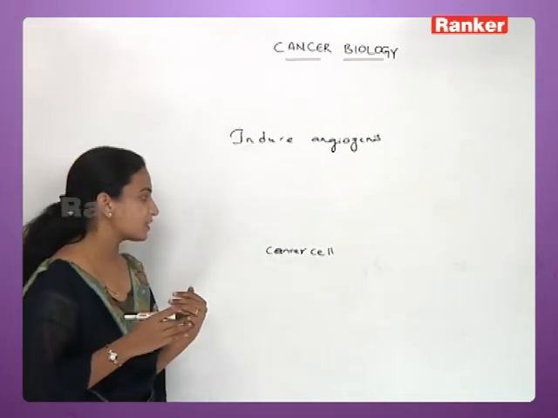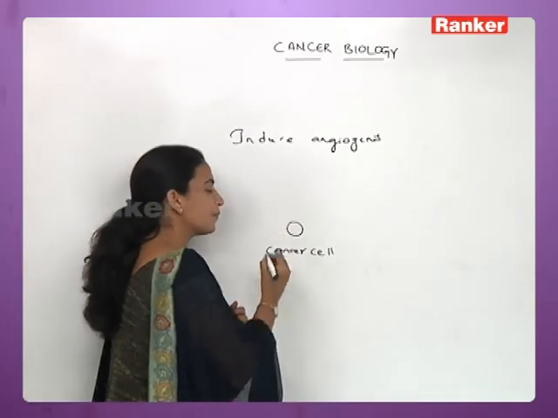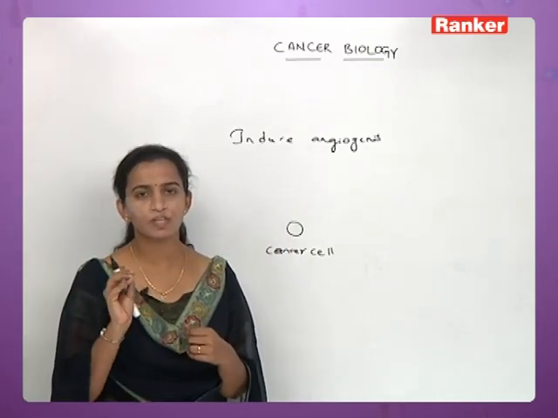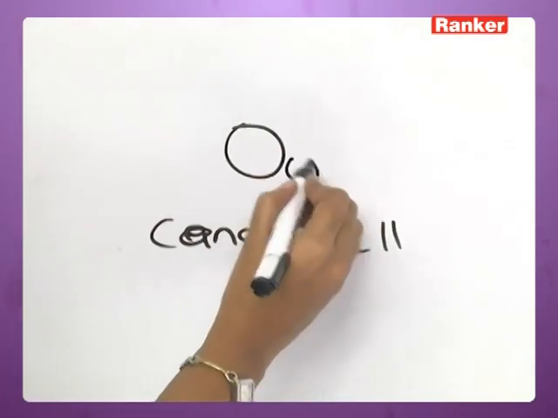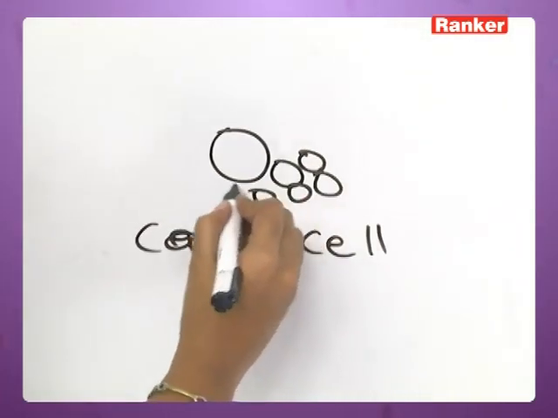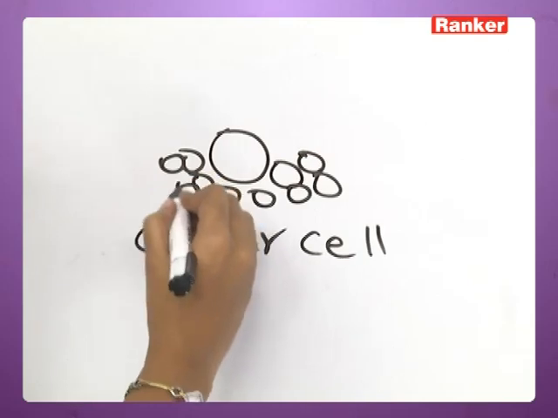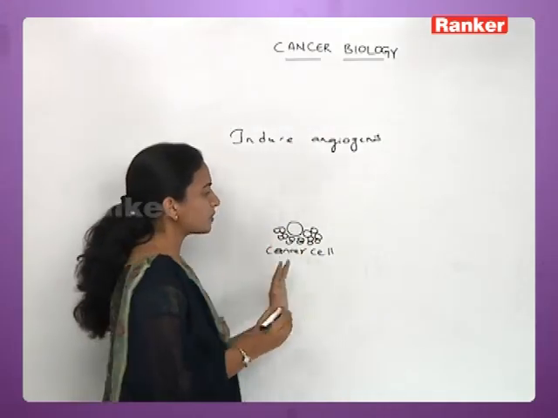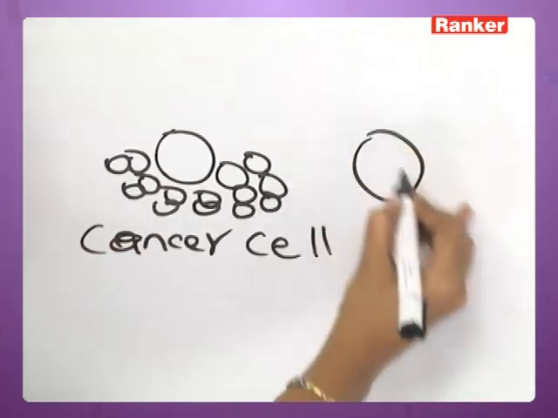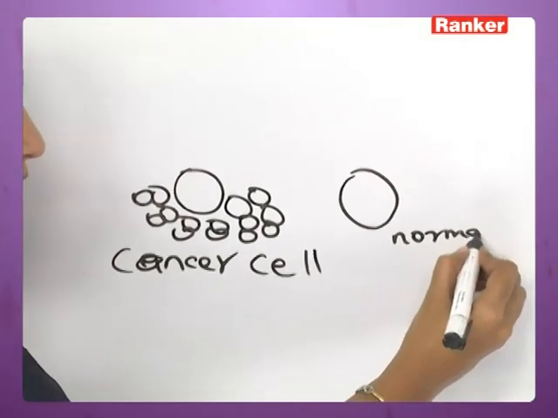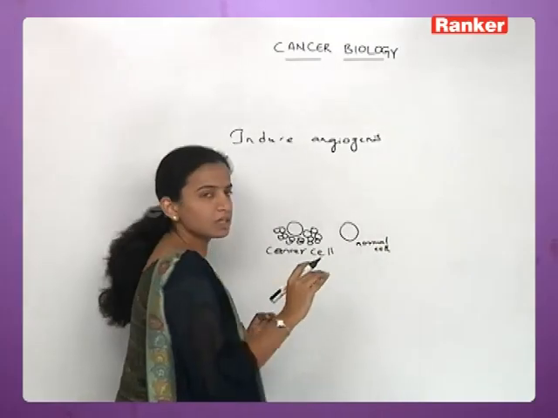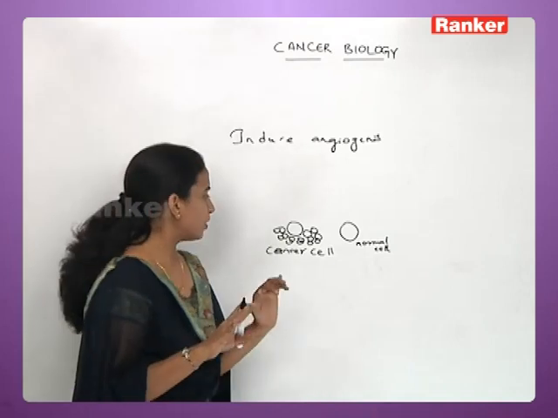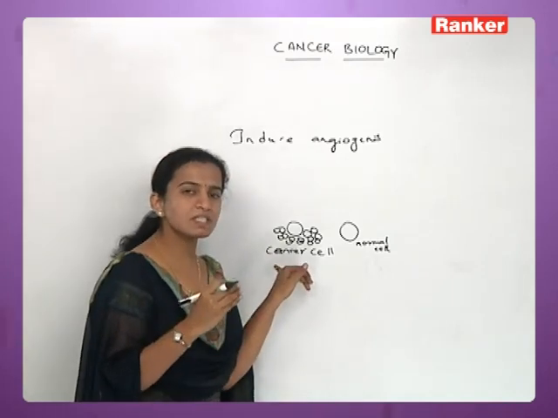So what happens here is that there is a cancer cell, and it doesn't have any work. Its only work is to eat and divide. So it starts dividing here. There is a normal cell present beside it. It is not going for any sort of division. Nothing is taking place here. But in a cancer cell there is tremendous division.